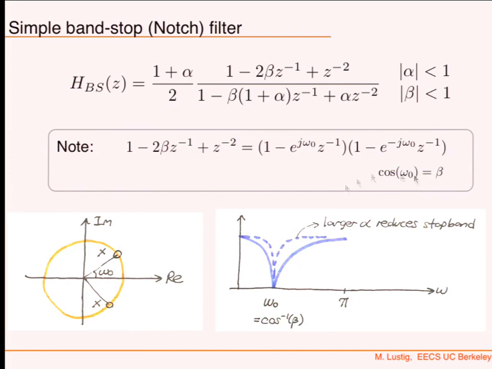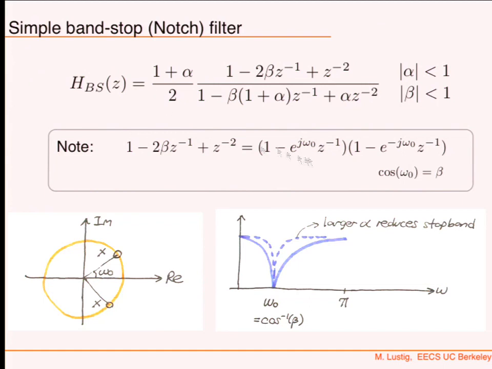If you want to control where the notch is, then you prescribe beta to be cosine of omega 0. Your poles have to be outside the angle. No, it's just next to it, closer. Okay, and then how do you set it so that you get 1 as your frequency response magnitude at DC? So this is basically how the gain is set, so you get the magnitude response of 1 at DC.